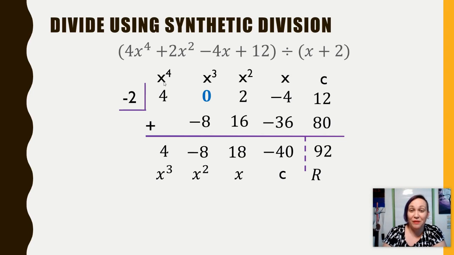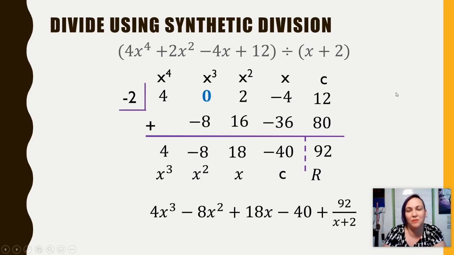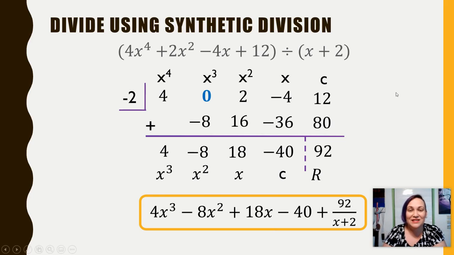For the remainder, remember that it just gets added at the end of the problem as a fraction, and you put it over whatever you were dividing by. So initially we were dividing by the x plus 2. That's what goes on the bottom of the fraction. And this is my final answer.